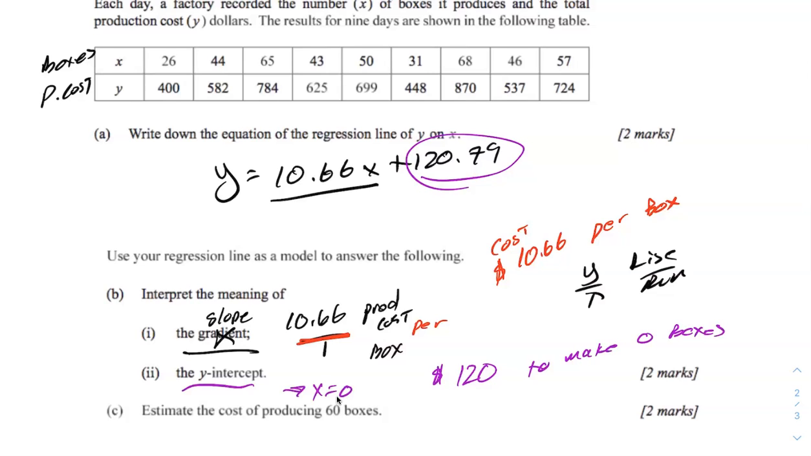Or if you want to know a way to say it, the initial cost is $120, like to start this up. I guess I'm rounding to $120. So either way is fine.